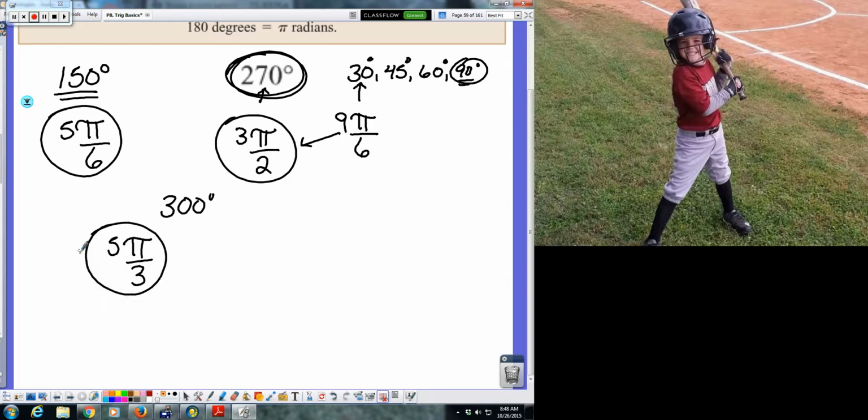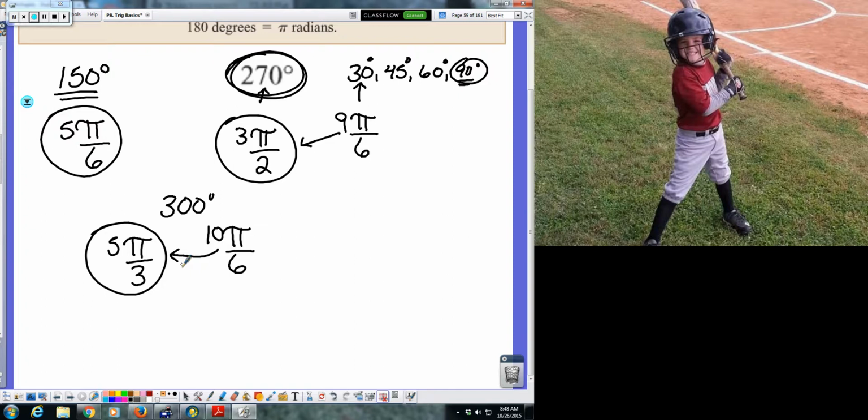Let's do it the other way. Did anybody work it another way? Anybody want to use 30? 30s would be pi over 6. How many 30s is it? And then we'd have to reduce 10 over 6, and what do we get? Same answer. It doesn't matter which one you use if it's a multiple of it.